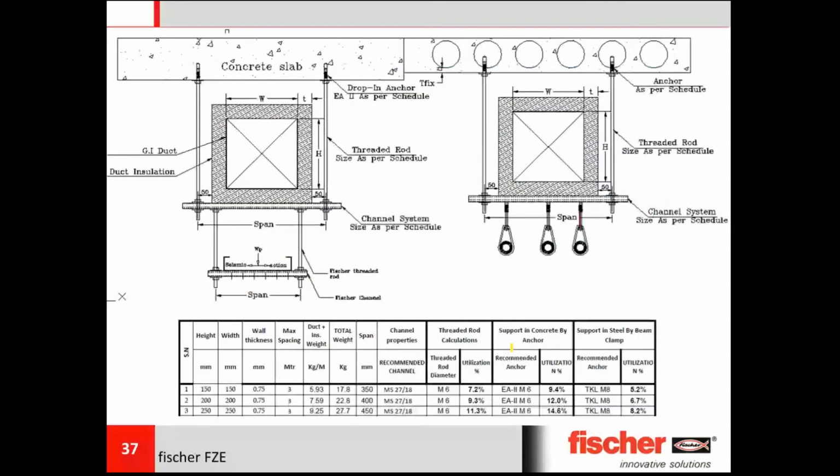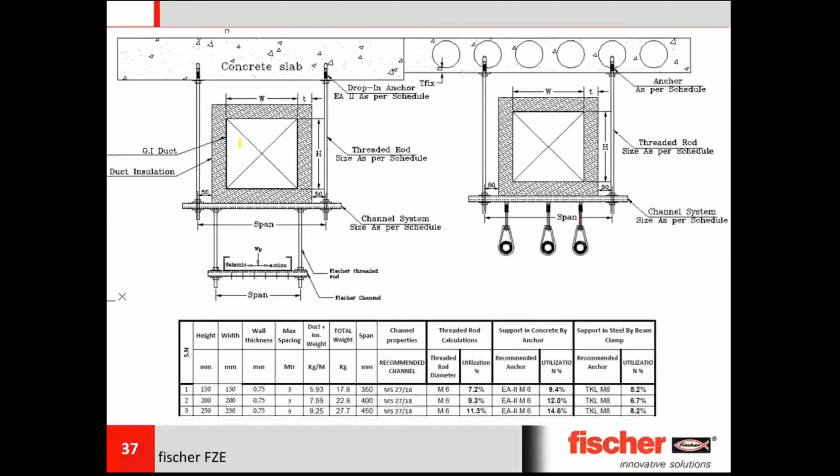Now, that was about products. I would like to talk more about solutions. So here we always think about solving problems at site. So this is a typical problem which we had in the past. We had to design duct and cable trays in a project.